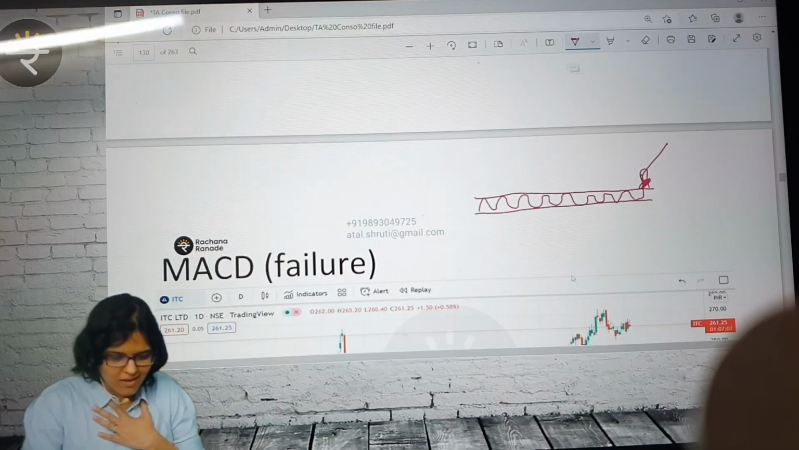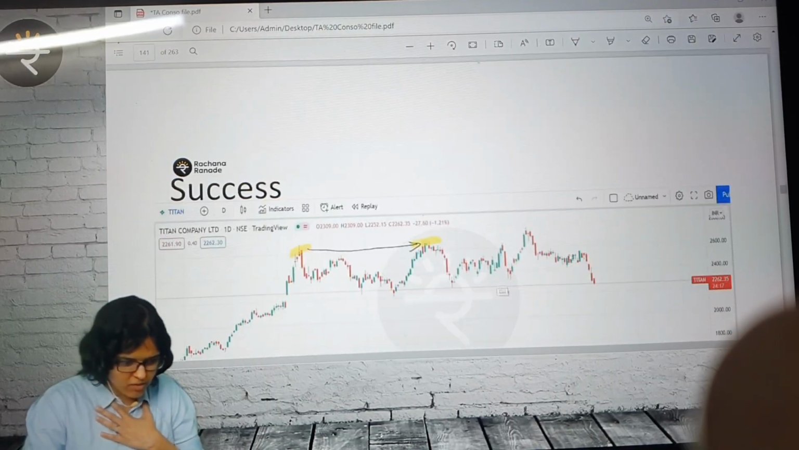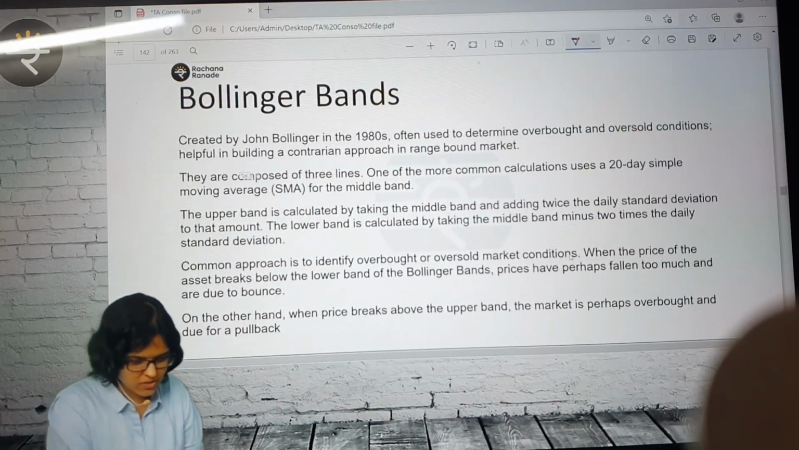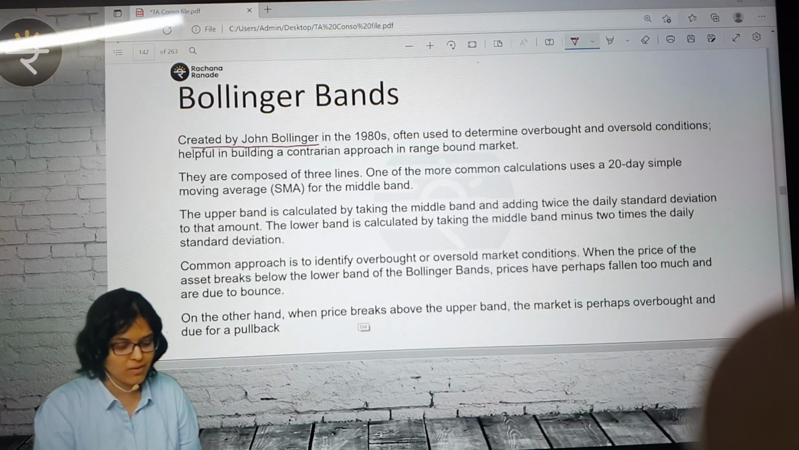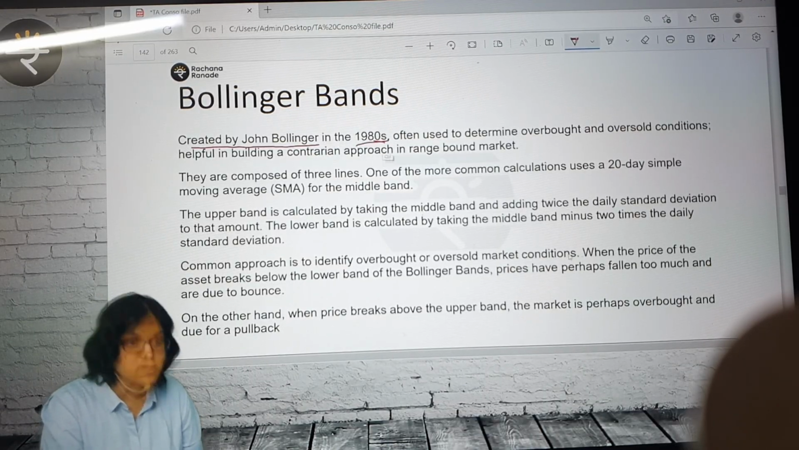He's saying, why don't you call it only a normal breakout? Why do you want to make it so much complicated? Because it was created by John Bollinger. And Mr. Bollinger said the indicator has to be in my name. In the 1980s, pretty much recent, isn't it?